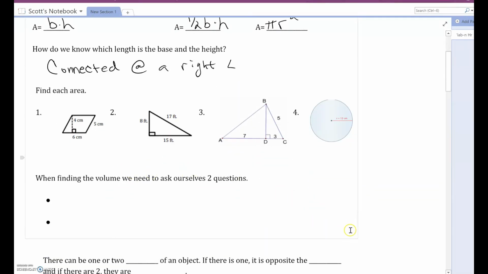So for this one, we've got the parallelogram. We're not going to use the slant. So my area is just, they're connected at the 90, so it is just 4 times 6, which is 24 centimeters squared. This one, it's a triangle. It's just going to be 1/2 times 8 times 15. So 4 times 15, which is going to be 60 feet squared.